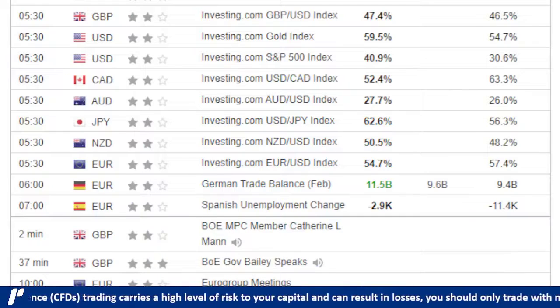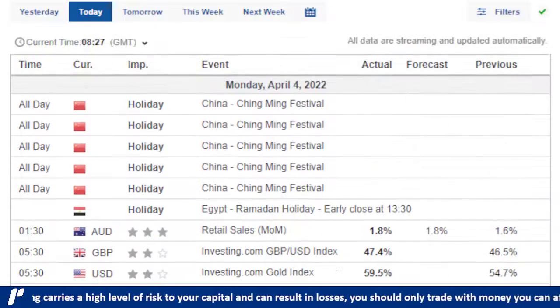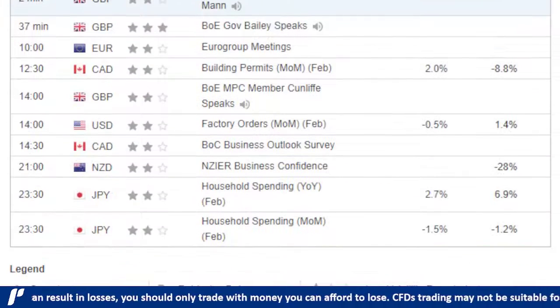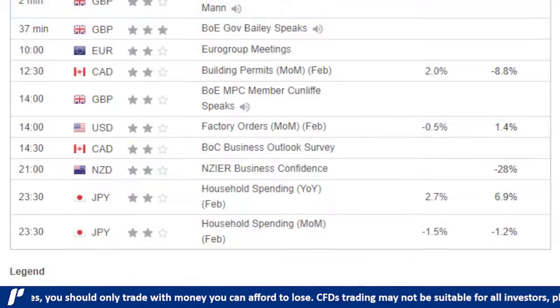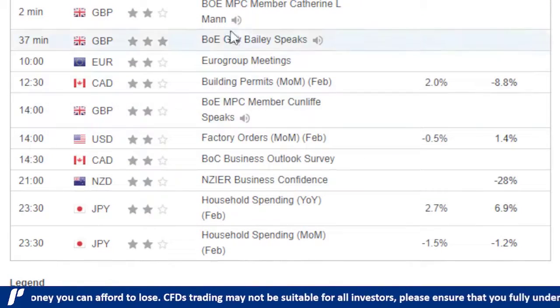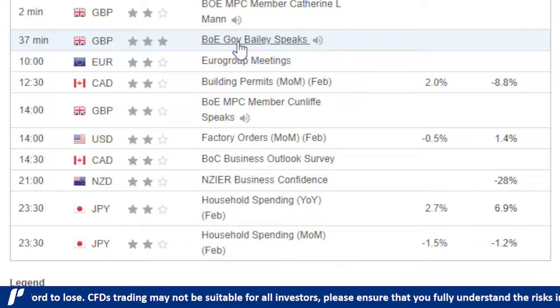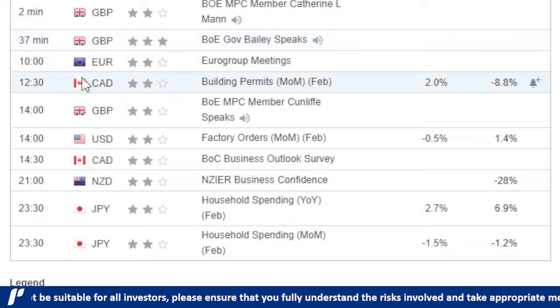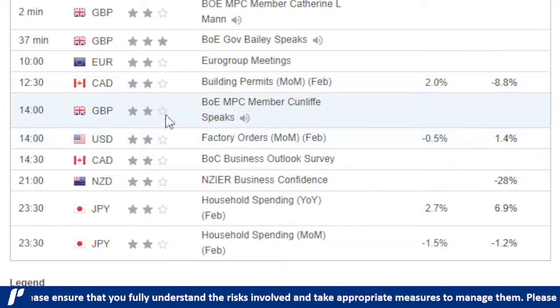Starting with the economic agenda for today, the 4th of April, on Monday, the Chinese session was off for the Qingming festival. And we don't have many economic releases to be announced today. The most important thing that we are looking for is the speech by the Bank of England Governor Andrew Bailey, who is due to speak in 37 minutes from now about the monetary policy in the United Kingdom.